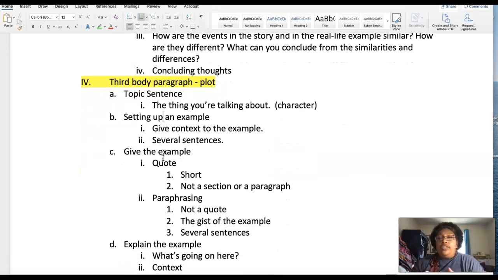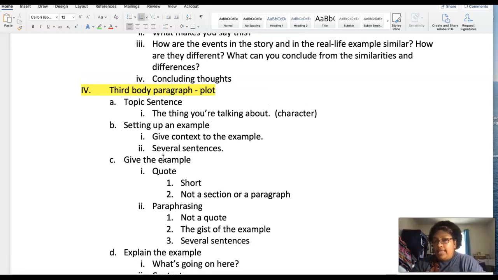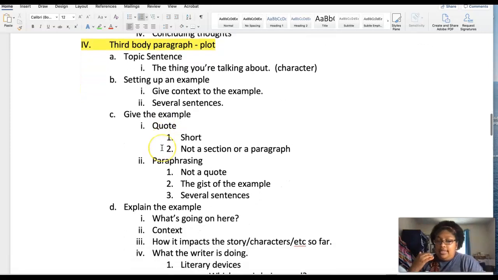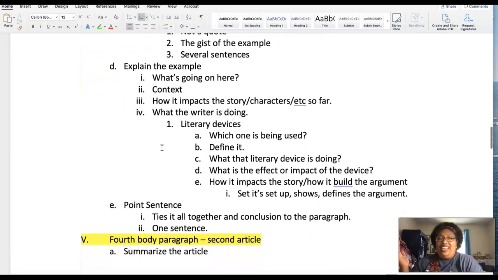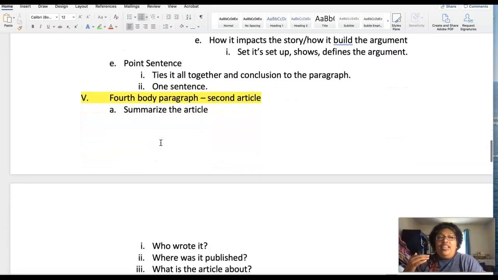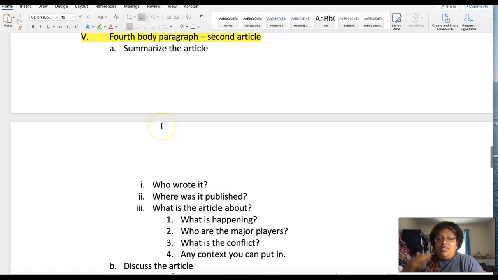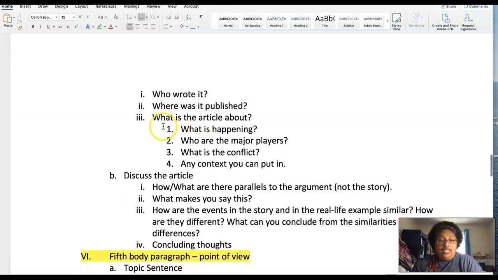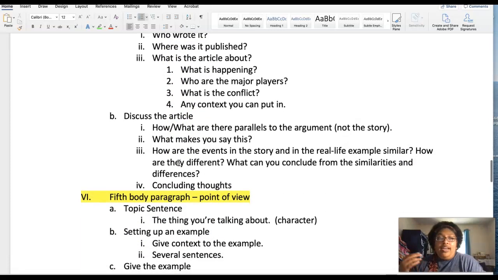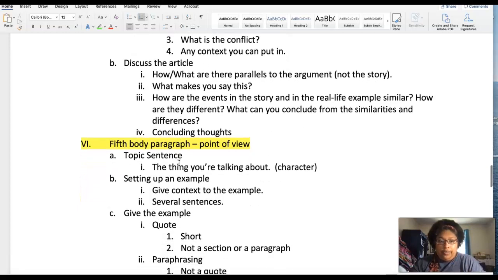Third body paragraph, you're going to talk about the next thing in your thesis, and in our thesis example here, it's plot. That's the second thing we're talking about, and it's the same paragraph as before. Then fourth paragraph, you talk about the second article. You summarize the article, you discuss the article, do all that. Again, if you need to put something in context and there's not enough context in the article that you're using, you'll bring in another article. Not necessarily to replace that article, but to give you some background. Yes, you're going to use in-text citation for that as well.